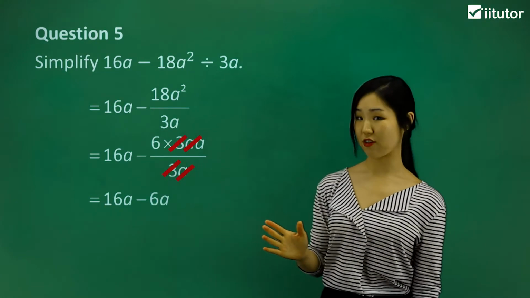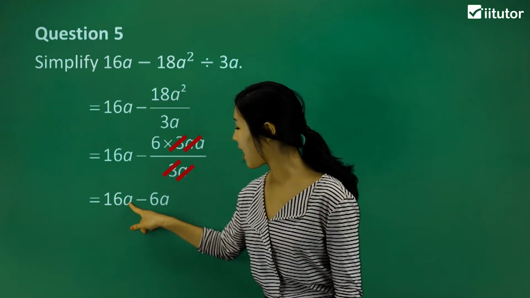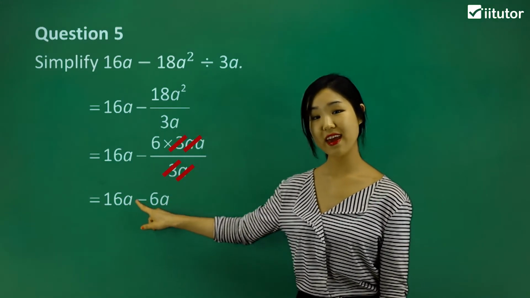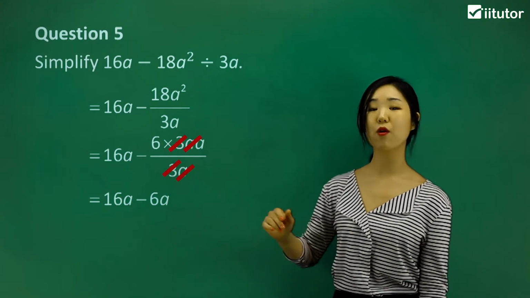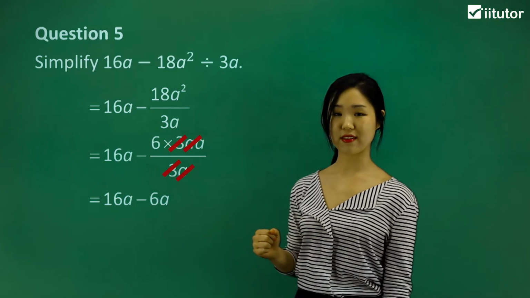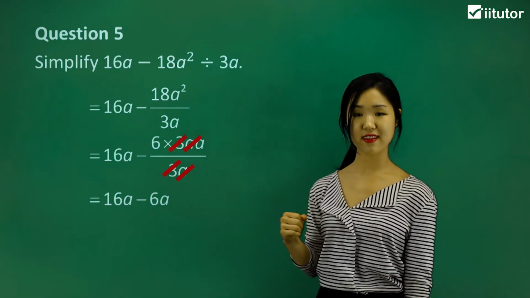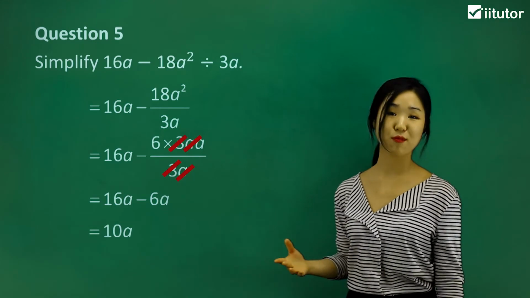Now let's do the subtraction, because you can see that in 16a minus 6a, the a and a are the same. So these are called like terms. So we can just subtract them. So 16a minus 6a will simply be 10a. And that will be the final answer.